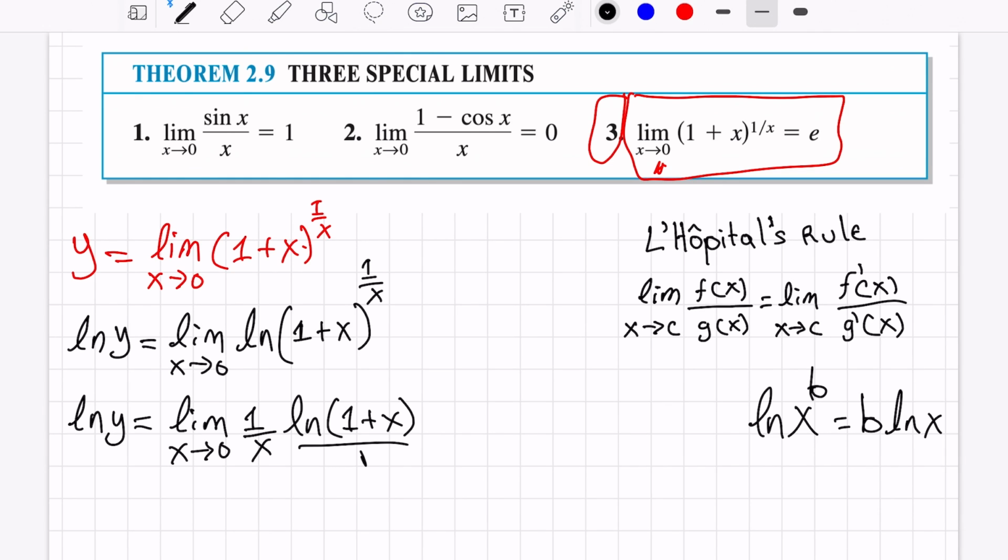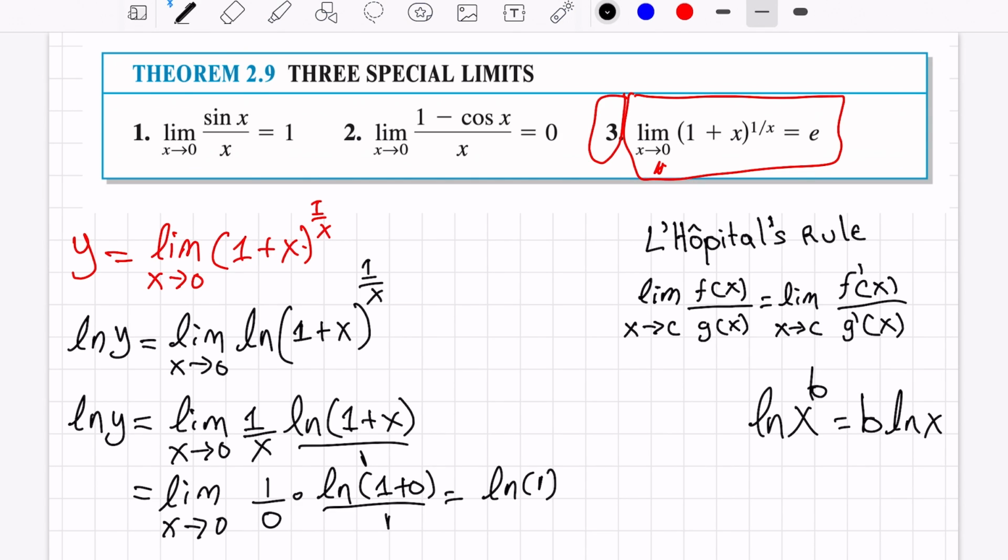That's the same. And so if we substitute 0 into our limit function, as x approaches 0, we have 1 over 0 times ln of (1 + 0), all over 1. This is equal to ln 1 over 0, but we know that ln 1 is equal to 0. Therefore, we get 0 over 0. And whenever that happens, we can use L'Hopital's rule.